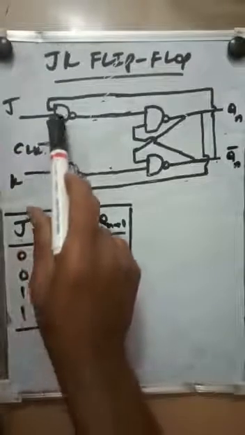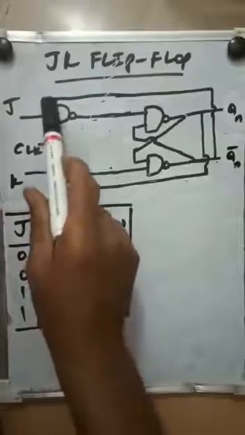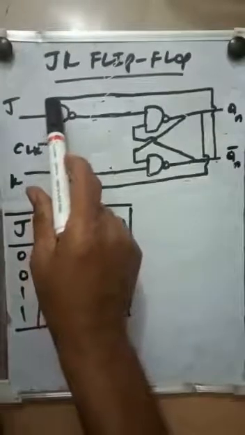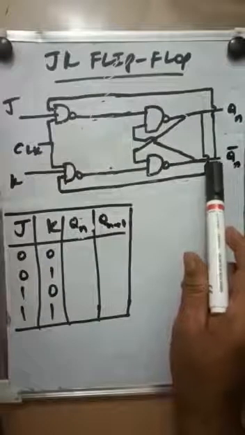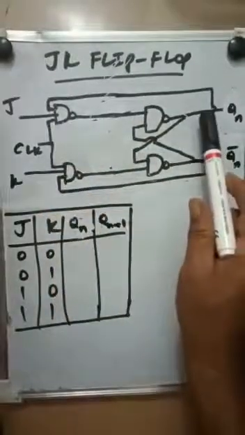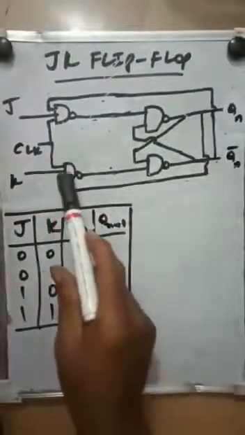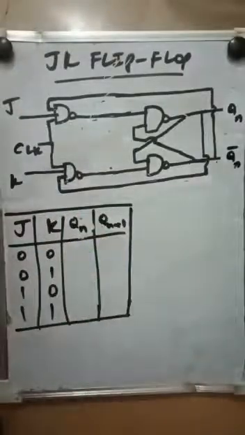Another input is the clock. The same clock is connected to the two NAND gates. The other input of the upper NAND gate comes from the cross coupling. That means the cross feedback of QN bar is connected, and similarly QN is connected to the other input of the NAND gate. This is how the connections are made.